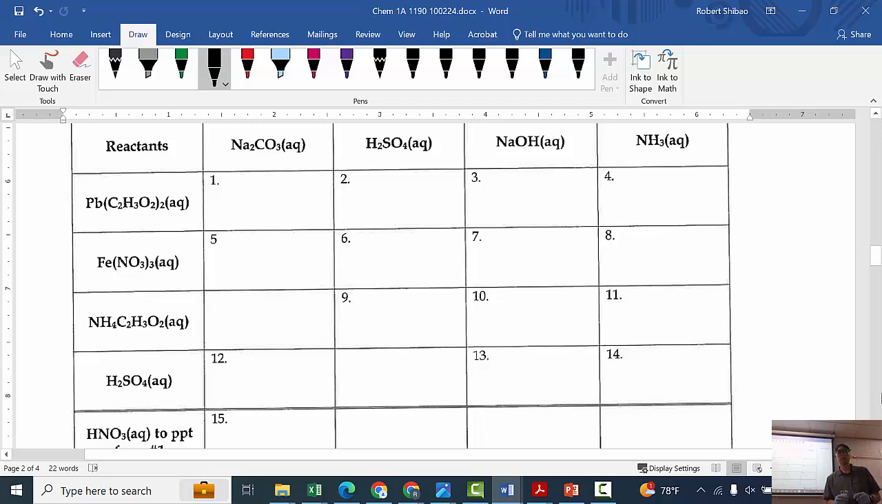Okay, ammonium acetate and sulfuric acid. Let's try that. So let's take a look at sulfuric acid. Sulfuric acid is a clear colorless solution. Let's see what happens here. It doesn't look like anything's happened here.